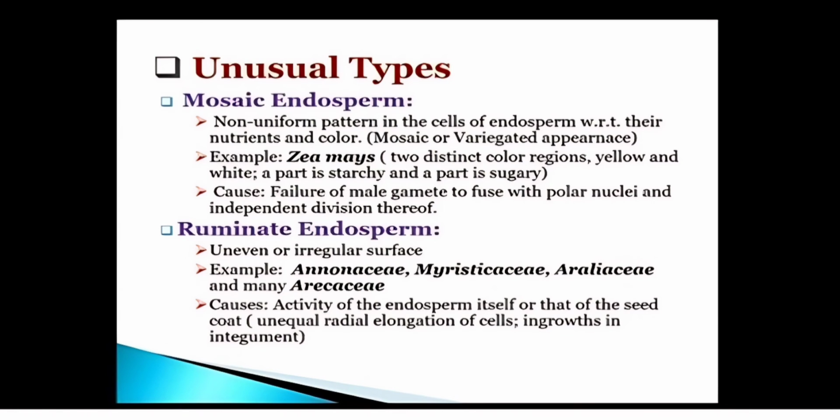In this mosaic endosperm, in maize, a part of the endosperm was sugary and a part was starchy. You already know it. The endosperm has two types: one is the starchy part and another one is the sugary part. We mostly observe it in maize. They were of two different colors, red and white, which intermingled. This is called the mosaic pattern of the endosperm.